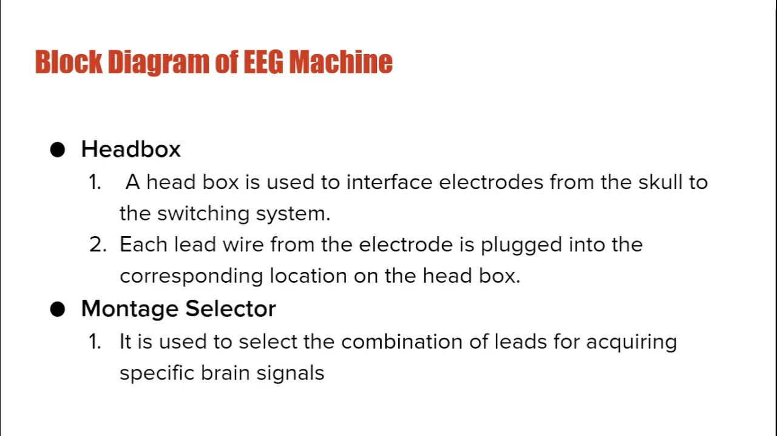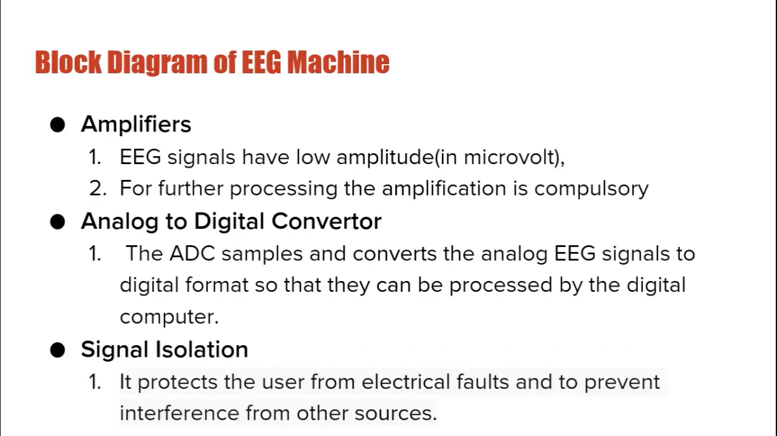Next there is the montage selector. The montage selector is used to select the combination of leads for acquiring specific brain signals. For example, if you want to get the hearing signal from the brain, then we can collect the leads from the temporal lobes. So this is the montage selector. Next are amplifiers. The EEG signal has very low amplitude, in microvolts, so we need to amplify the EEG signal. We need amplifiers for that.